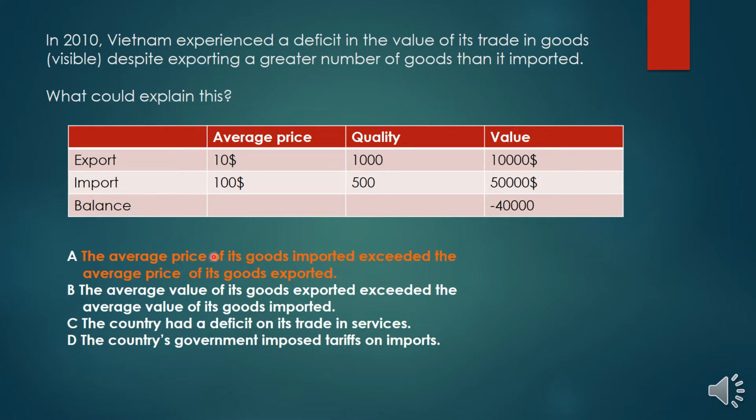So option A is correct because the average price of imported goods exceeds the price of exported products. That's why option A is correct. Clear? Then we will go for the second question.